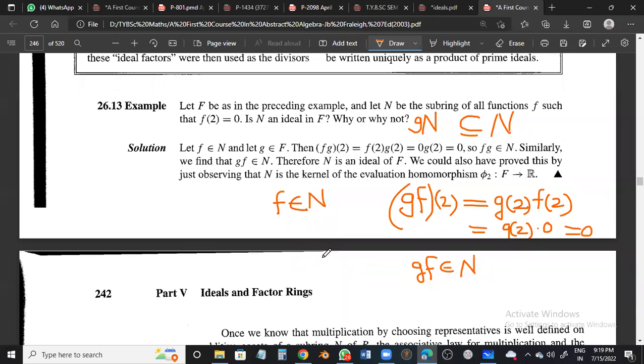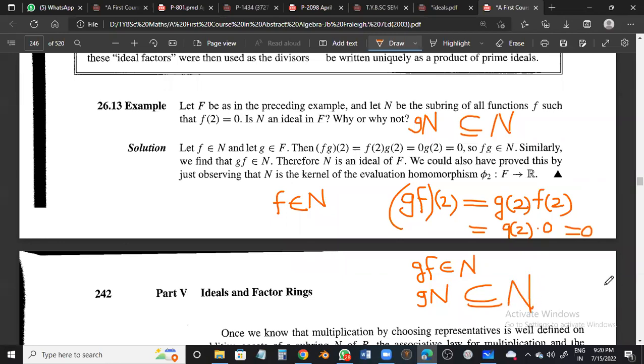Okay. So GF belongs to N, but this F is just a representative function. It's a member of N. It is not a fixed one. It is just a token we have taken. So what this means is GN completely is inside N. So GN is a subset of N.